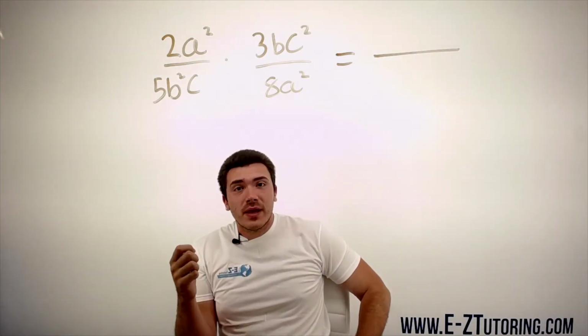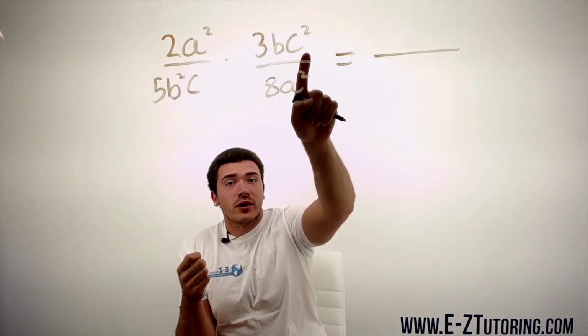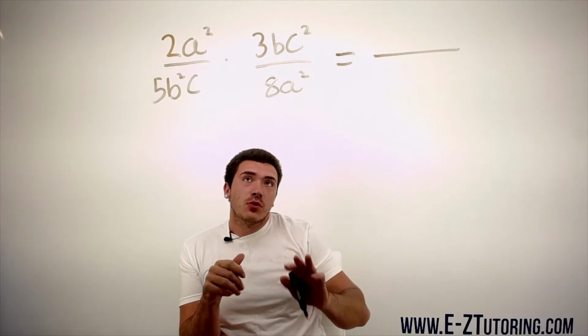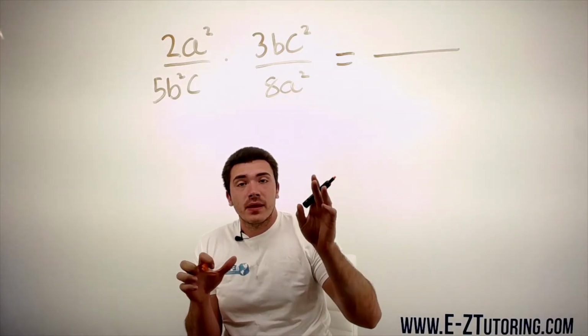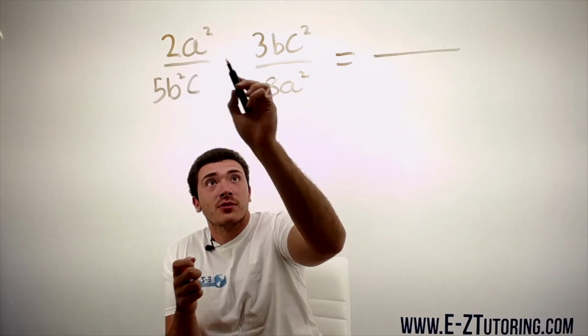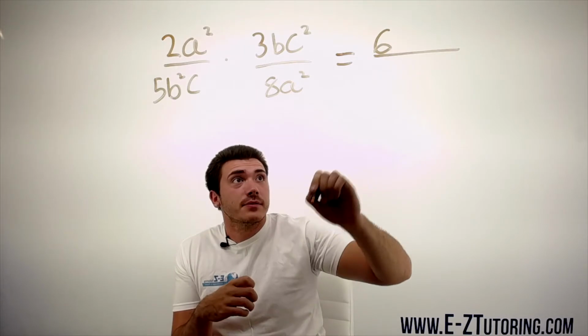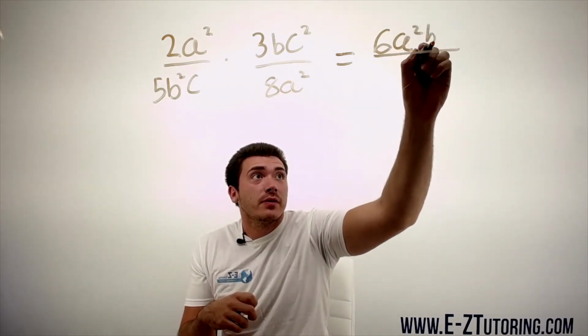So when we multiply the numerators together, we get 2a squared times 3bc squared. So you want to just multiply whatever they share in common first. What they do share in common is the constants in front. So we can multiply the 2 and the 3 to get a 6. Then they have nothing else in common, so I'll just go ahead and label everything else.